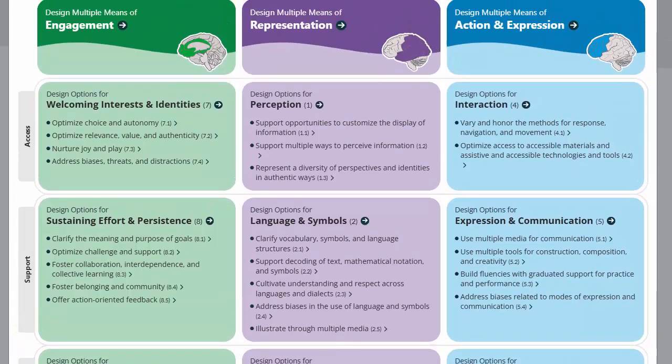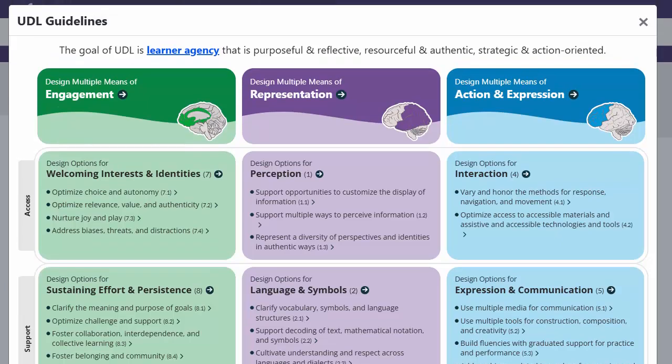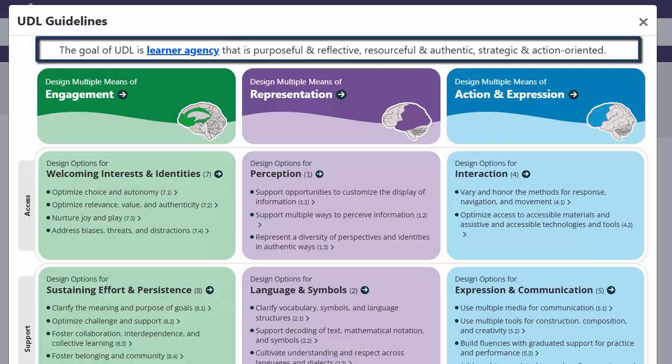So what does this all amount to? Well, to sum it all up, it's about fostering learner agency for all, and that's clearly highlighted in the last piece of the puzzle, the overarching goal of the UDL framework.